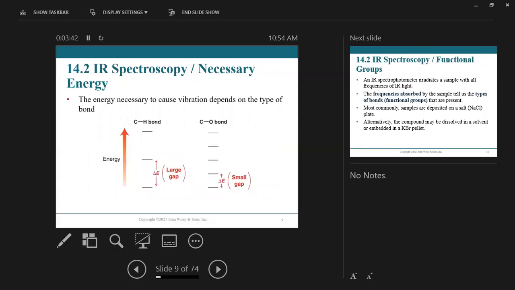So the energy necessary to cause vibration depends on the type of the bond. There will be differences between the CH bond and the CO bond. You have a smaller energy gap right here. You have a larger energy gap right here, and there'll be differences where they show up in different intensities as well.